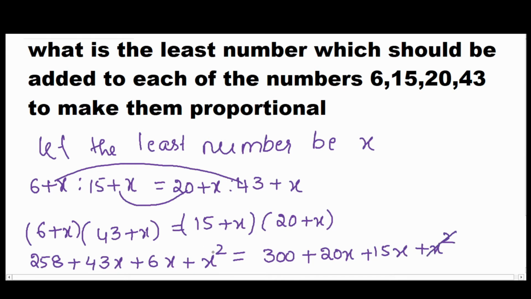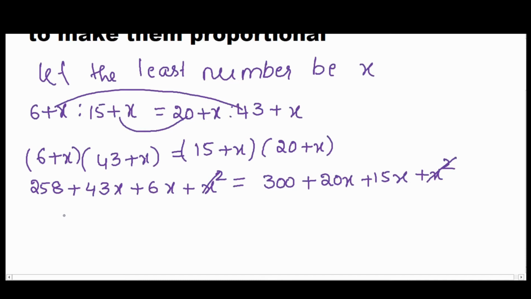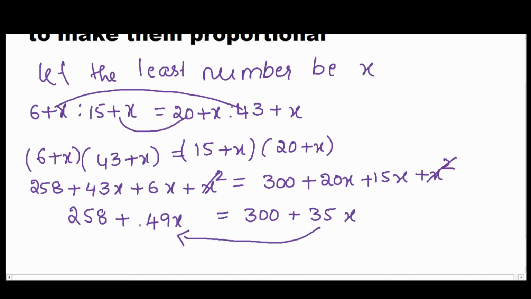You can see x square and x square being cancelled, as they are on both sides. Now let me write 258 plus, what is 43 plus 6? It's 49x, which is equal to 300 plus 35x. I'll bring this 35x towards this side and 258 towards this side. Let's see what happens. 49x minus 35x will be equal to 300 minus 258.